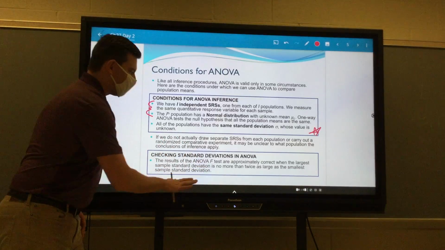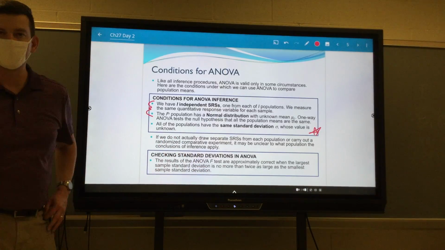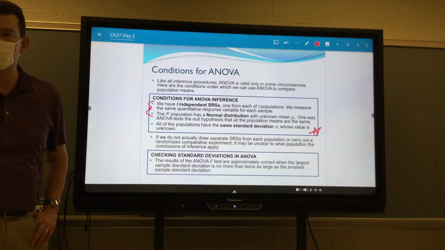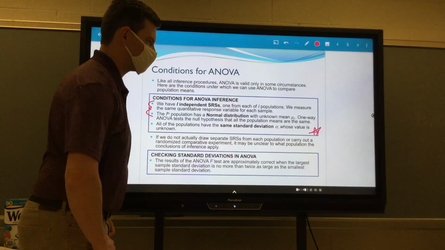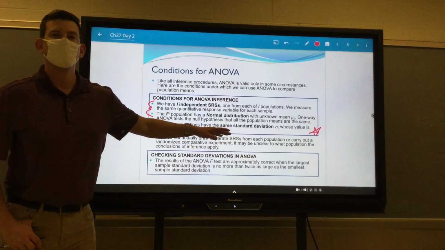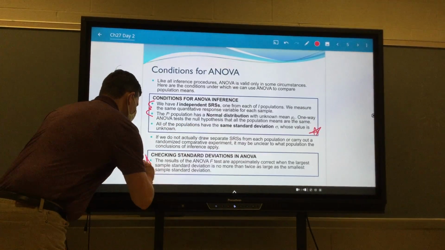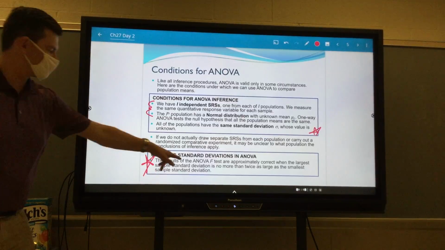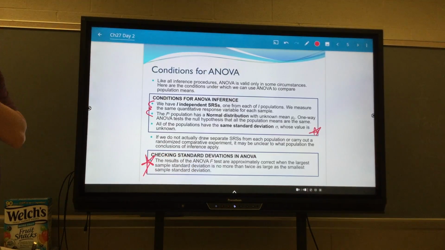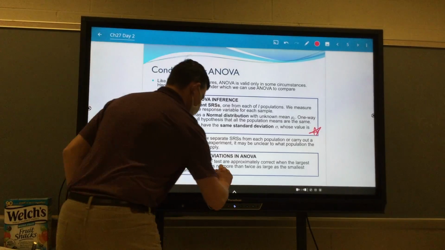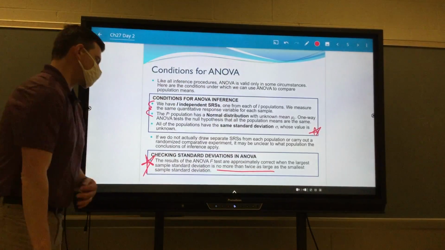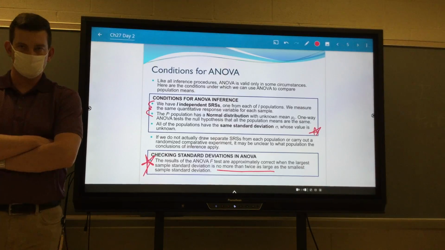What ends up happening in this case is, again, you're going to use your sample standard deviation to replace that population standard deviation. And no, they're not all going to be identical. But our rule of thumb here: the results of an ANOVA F test are approximately correct when the largest sample standard deviation is no more than twice as large as the smallest sample standard deviation.